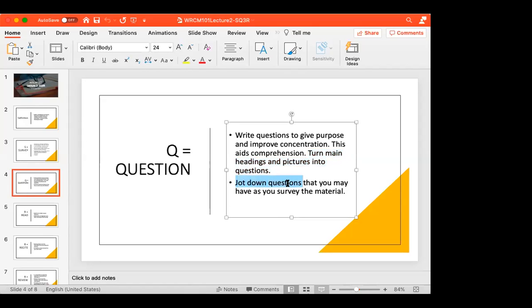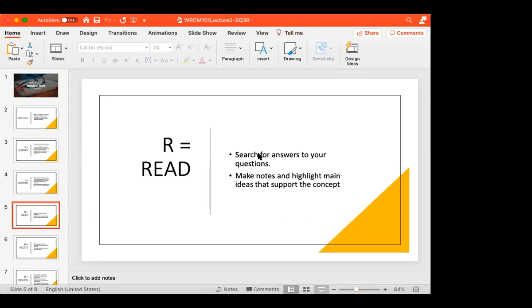Then jot down questions that you may have as you survey the material. It is important to write down some of those questions as well. And now we come to the R component. It is read. First of the 3 R's is read. So reading has just started now.